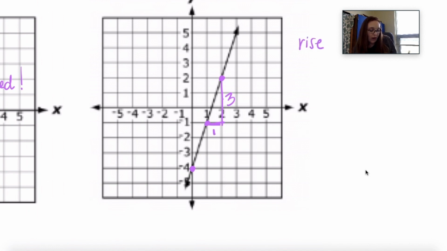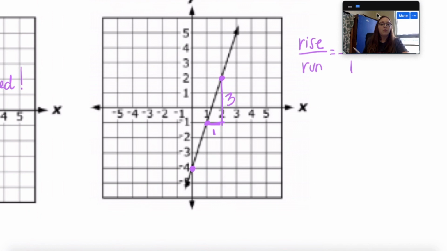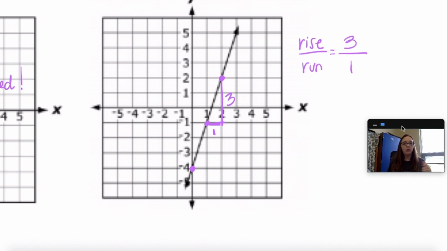So I'm going to do rise over run. So the rise is the height of your triangle. The run is the width of your triangle, so I get 3 over 1. Oh, let me move my picture. There we go. I get 3 over 1. And 3 over 1 can be simplified to 3.